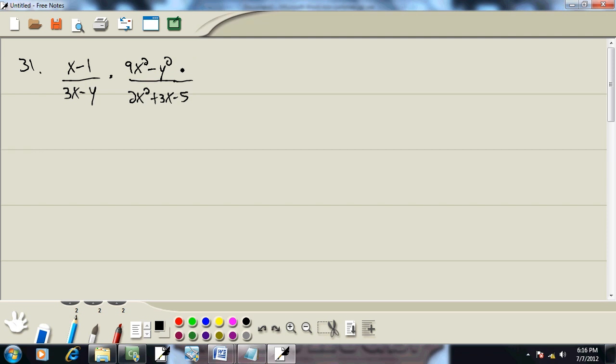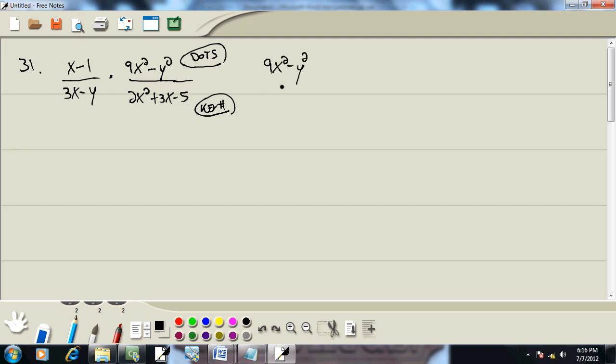9x squared minus y squared. This is two terms with a minus, the difference of two squares. Now 2x squared plus 3x minus 5 is a key number. I'm going to do each one of those over here separately. 9x squared minus y squared.